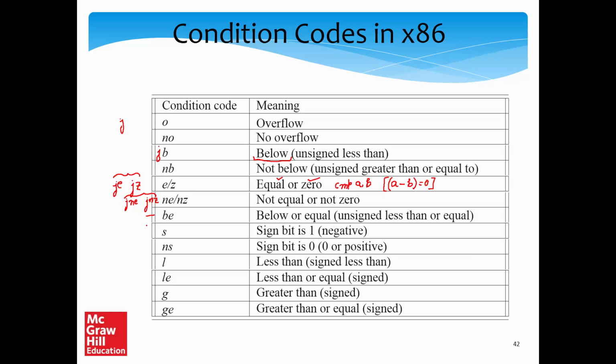So after these comparisons, we have another class of condition codes. The condition codes are S and NS. So S basically means the sign bit is 1, or alternatively the number is negative. NS means that the sign bit is 0, which means that the number is 0 or positive. So recall that we had similar flags in ARM also, PL and MI. So we have very similar flags in x86.